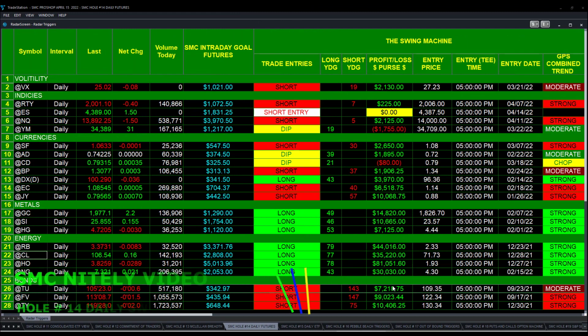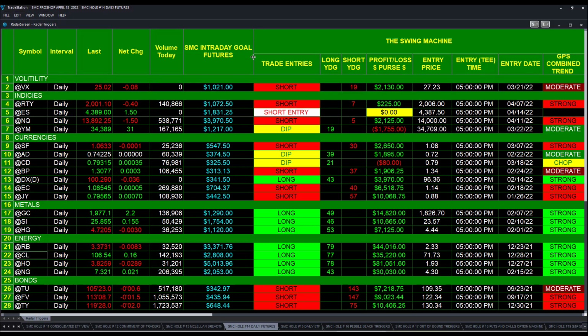Hole number 14. Now this is the daily futures. Now usually we don't show this on Sundays because we've already looked at the consolidated view. It's a bit repetitive. During the week we won't look at the consolidated view. We'll only look at the daily. So this tells us how the daily futures are positioned based on Swing Machine.